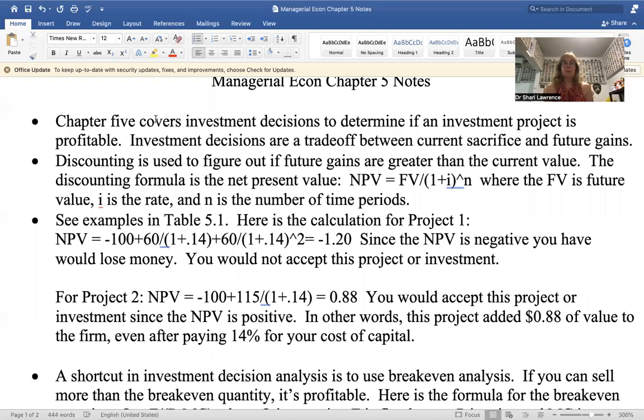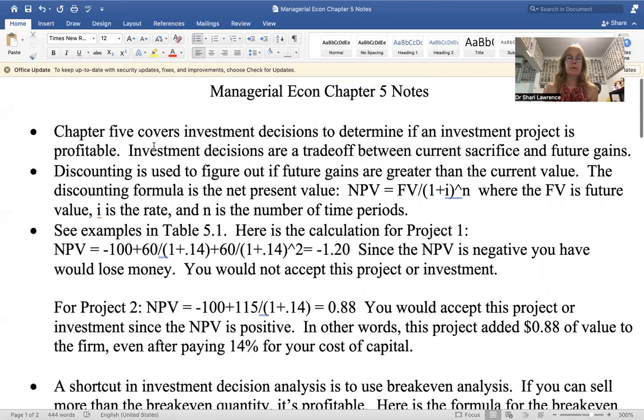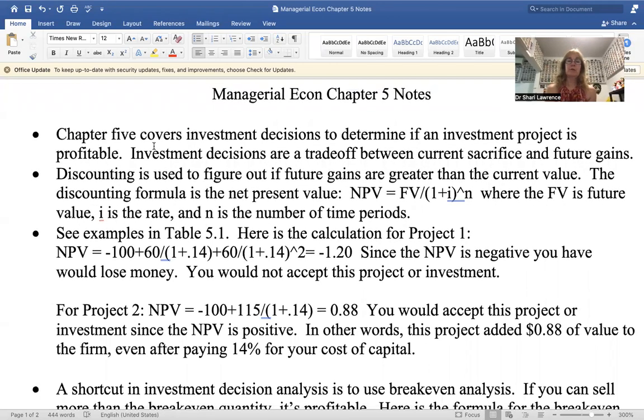Hello, this chapter, chapter 5 of the Managerial Econ class, covers investment decisions and how to determine if an investment in a project is profitable. Hopefully you remember from Finance 302 or your undergrad finance classes where you calculated the net present value. I'm just going to go over that real quickly here. You're going to be covering that in the finance class.